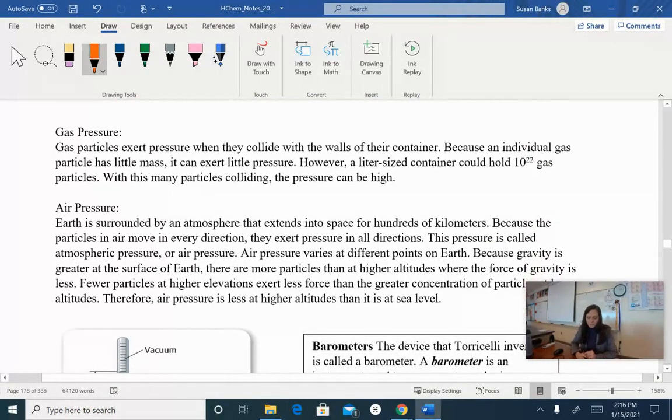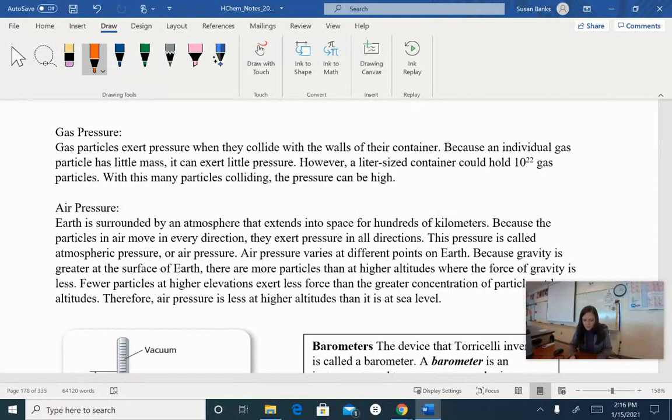Gas pressure. Gas particles exert pressure when they collide with the walls of their container. You've seen this when you blow up a balloon, right? You've got the pressure of the balloon expanding the more gas you put in there. Because individual gas particles have so little mass, each can exert very little pressure. However, a liter-sized container can hold 10 to the 22 gas particles, so almost a mole. With this many particles colliding, the pressure can be pretty high.